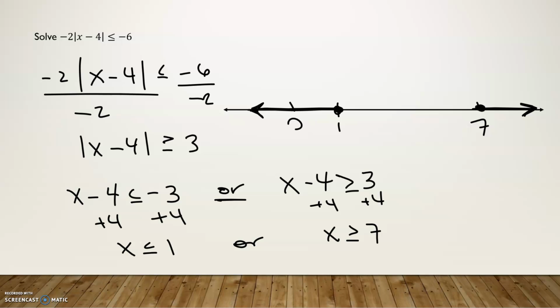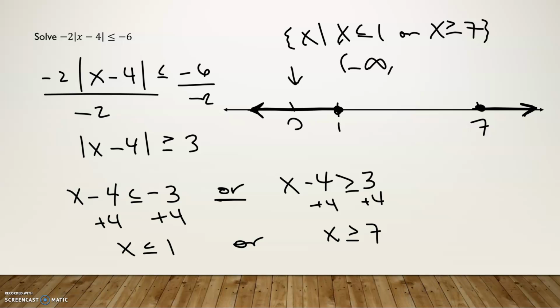Okay, if we are going to write this in set builder notation, we would have x less than or equal to 1 or x greater than or equal to 7. In interval notation, okay, we start with this lowest one here. So that would be negative infinity, put parentheses there, going up to 1 and including 1. And we're going to union with, now we're looking at this graph, starts at 7, goes up to positive infinity.